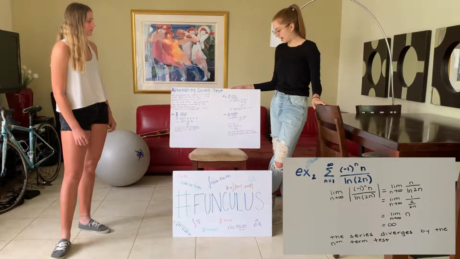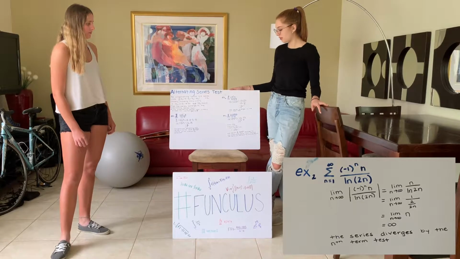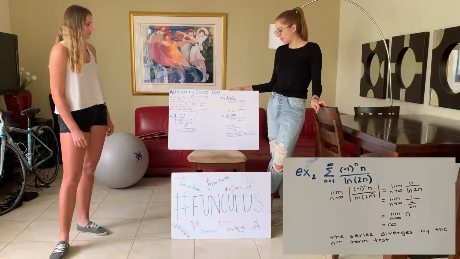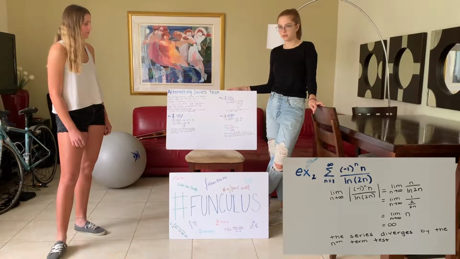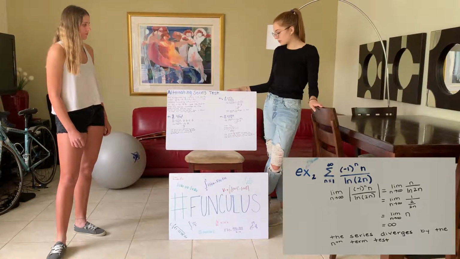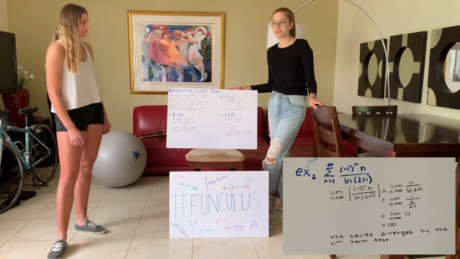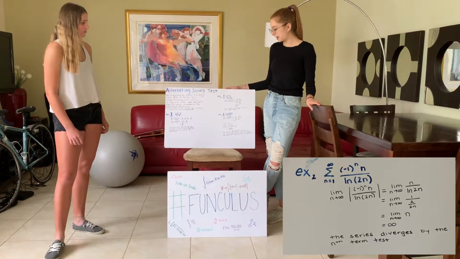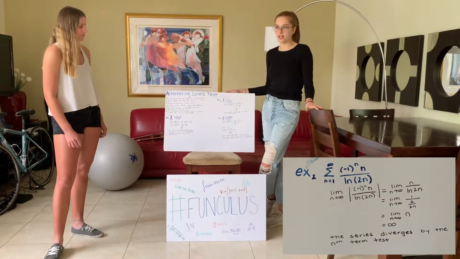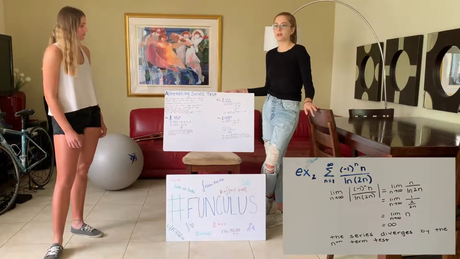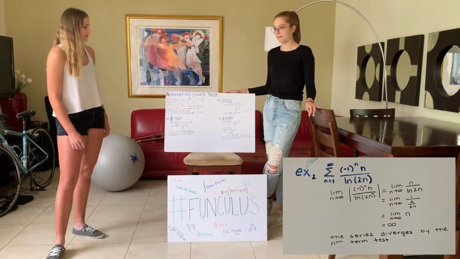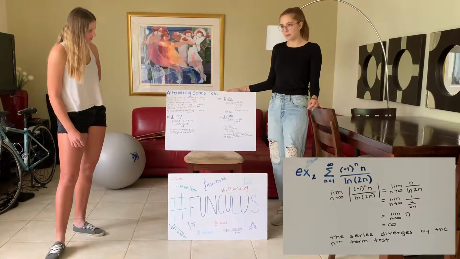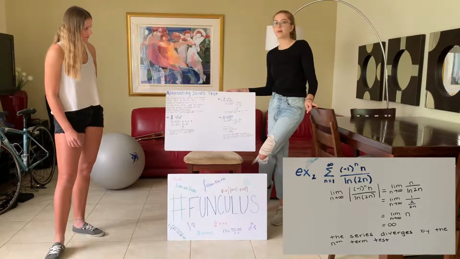So first, I decided to take the limit of the series. So the limit as n approaches infinity of the absolute value of negative 1 to the n times n over ln of 2n. When you do the absolute value, that cancels out the negative 1 to the n term, and you're left with n over ln of 2n. Now, when you plug in infinity, you get infinity over infinity, which is an indeterminate form. So we use L'Hopital's rule to find the limit. And so when we did that, you get the limit as n approaches infinity of n, and that equals infinity.